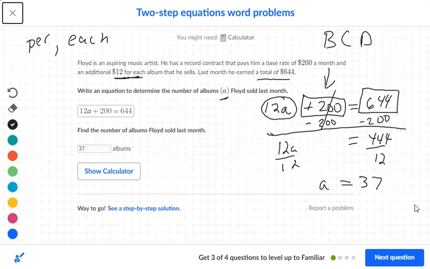Another key word you want to look for is total, and that's the number that's by itself. So in this case here it is 644. Now as for the other number, in this case the 200, that's like what I call the adjusting number, because sometimes you add by it or sometimes you subtract by it. In this case here, it's an increase of $200 he gets per month regardless, so that's going to be a plus 200.